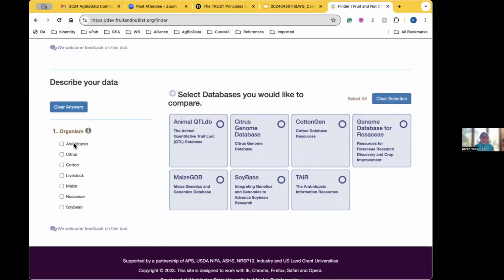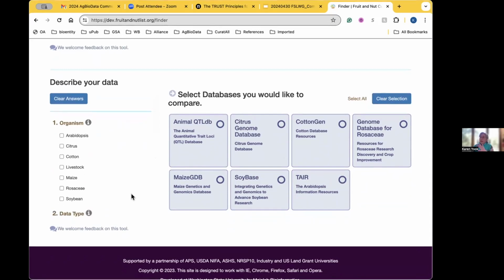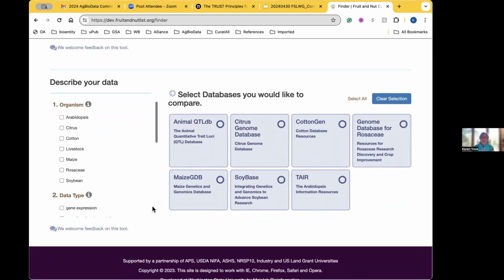We categorize them by organism. This is only a snapshot. This is a prototype. There's a lot more development that needs to happen on this to get it complete. And I can talk a little about the vision that we have for the AgBioData Consortium, but we want all the databases listed here.